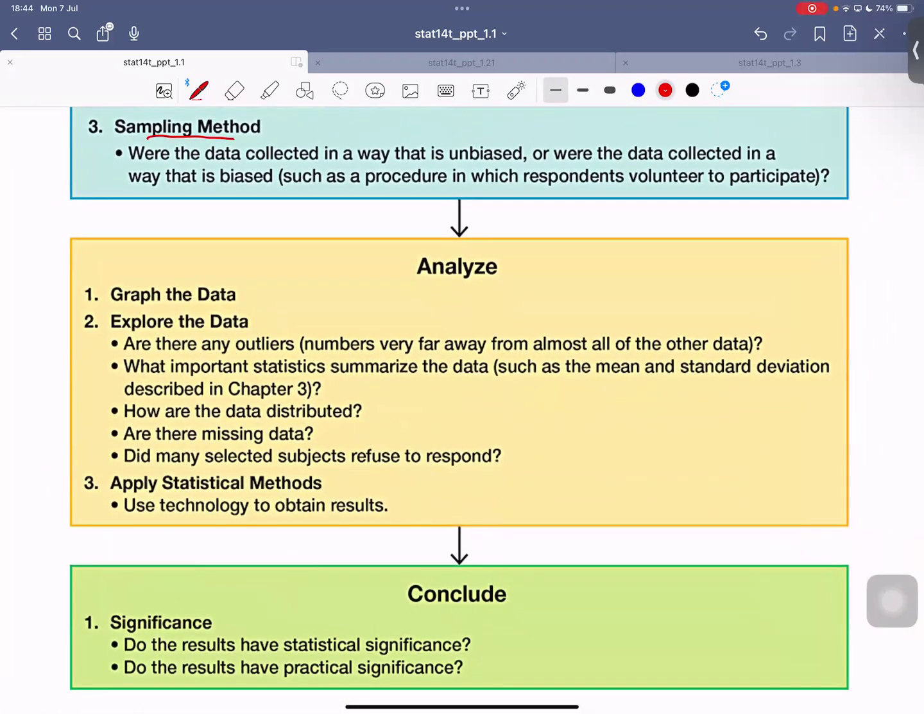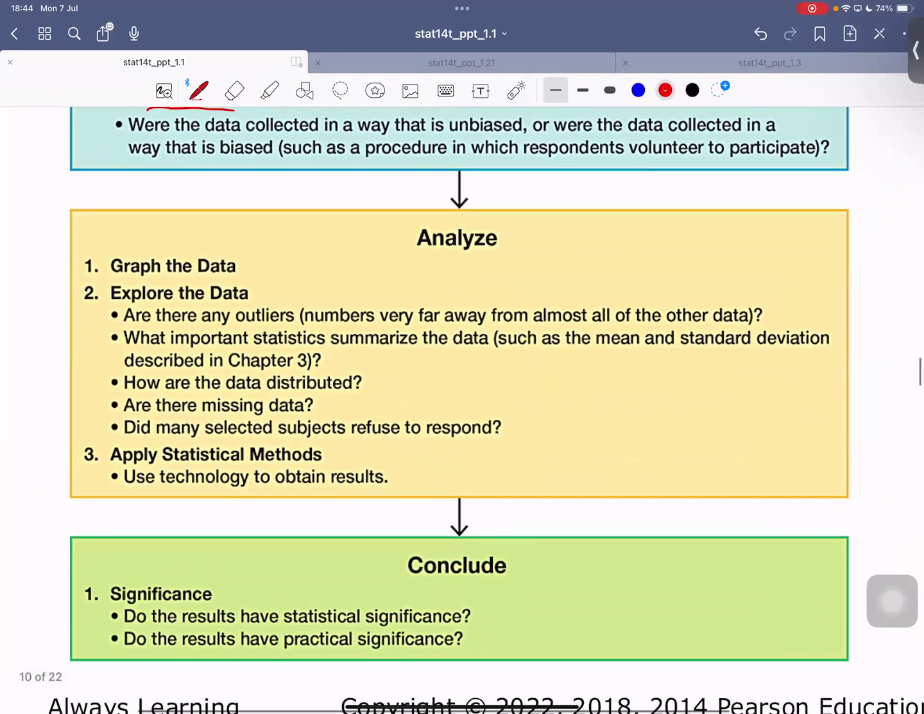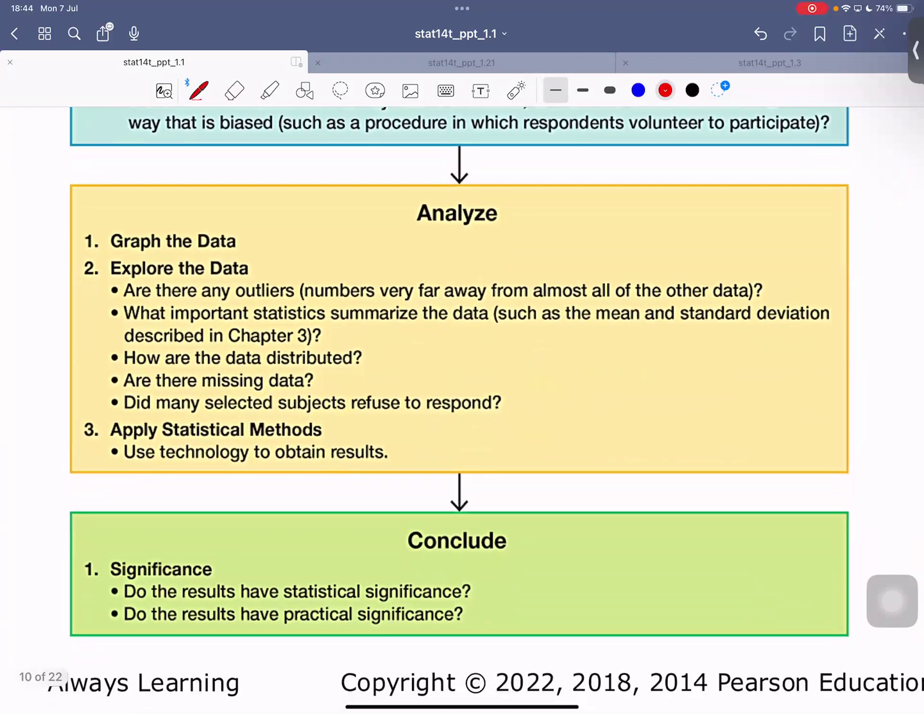We graph the data and explore the data. For graphing, we have a lot of ways, right? Columns or circles, and then we have curves as well. Explore the data: are there any outliers? Statistics and probability, you will need to study this later. Are there any outliers? That means numbers very far away from almost all of the other data. For example, this is one of the cases, right? This number is far away from almost all of the other data, because the other data is kind of zero, and this one is far away. So there is one outlier here.